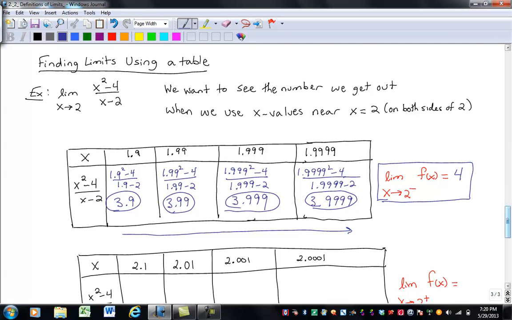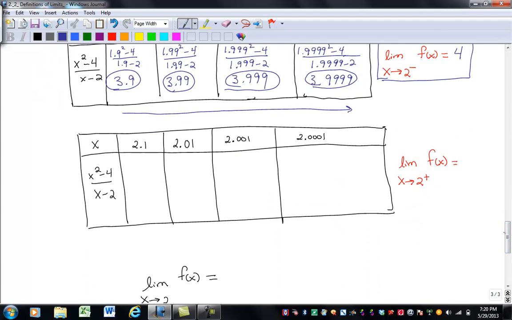Well, I'm going to do the same thing on the right-hand side of 2. I'm going to plug in numbers that are larger than 2, so it'll be on the right. But notice I'm getting closer and closer to the number 2 as I move along. 2.1, then 2.01 is a little bit closer to 2. So first I plug in 2.1, so I get 2.1 squared minus 4 over 2.1 minus 2. We type that into the calculator, and we get 4.1.